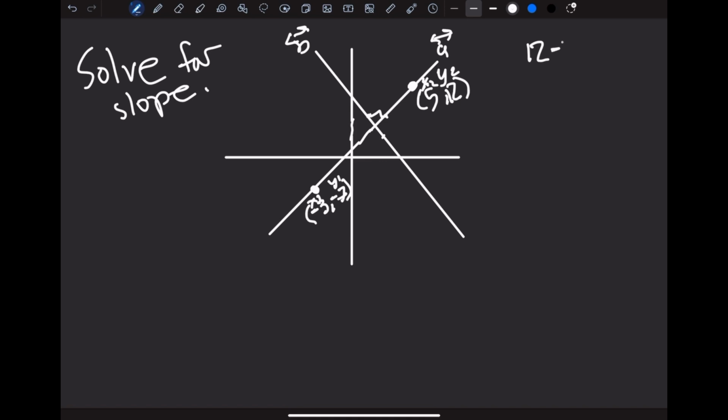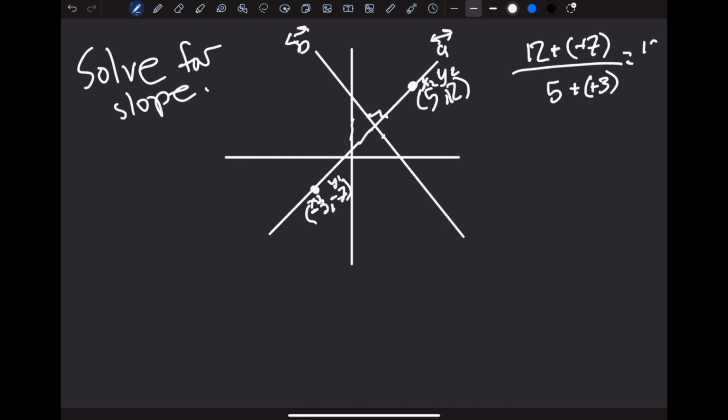12 minus -7 divided by 5 minus -3. So because of this, you think double negative: keep, change. So plus, plus.